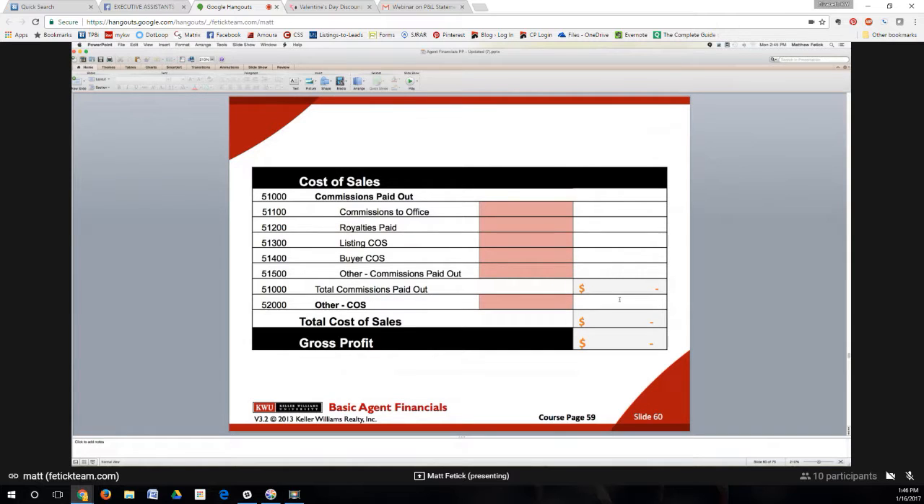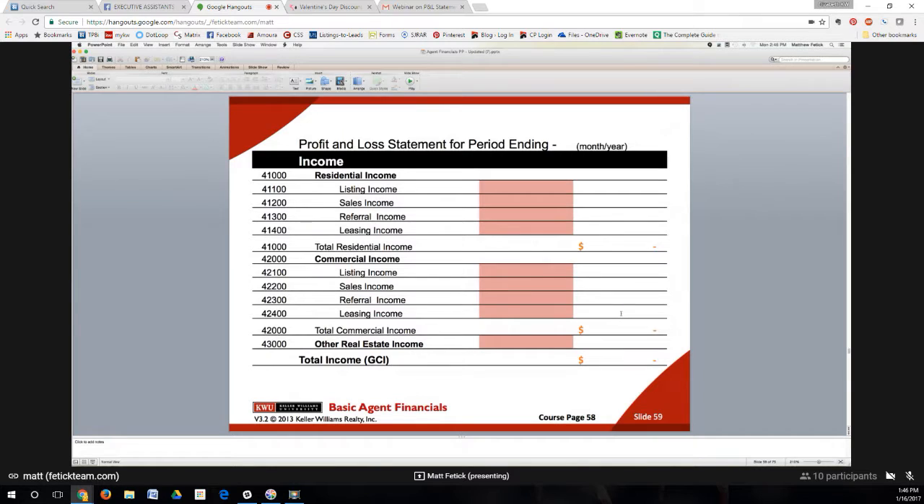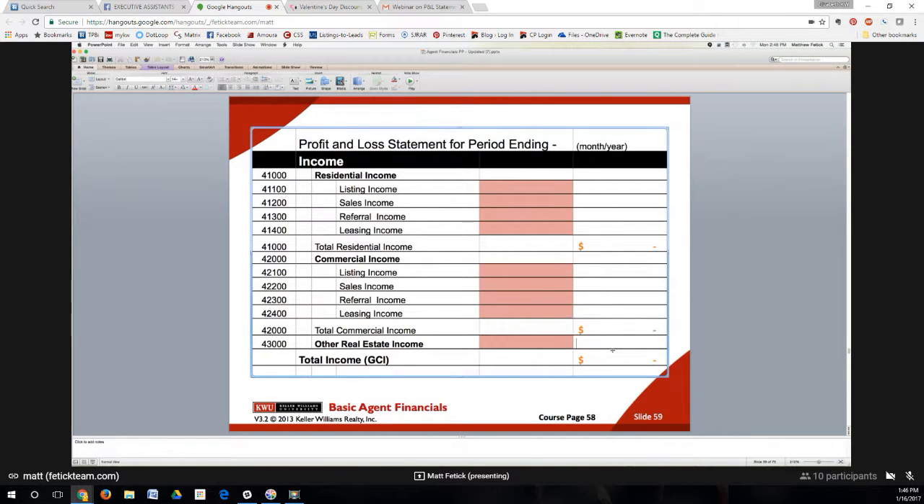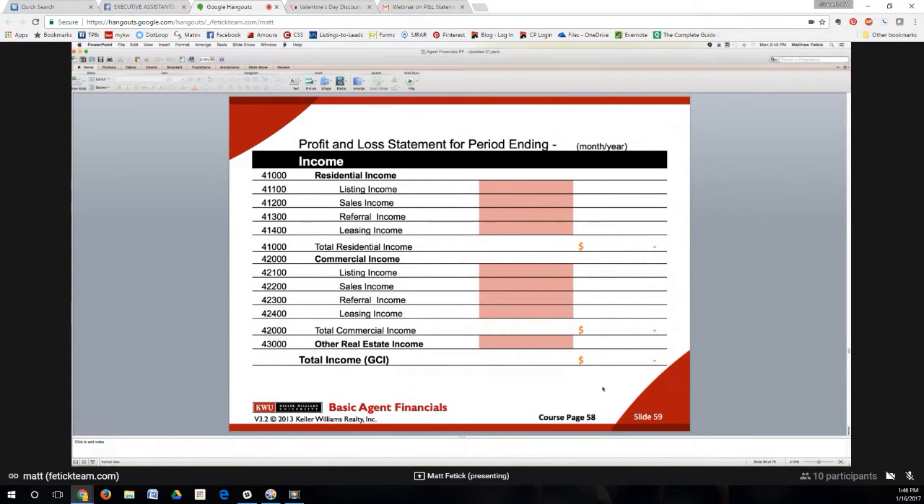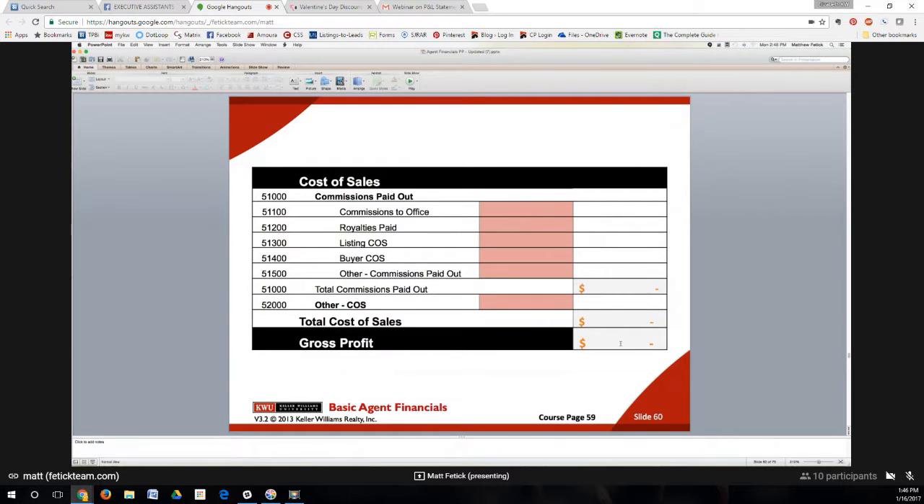So then when I add up my total cost of sale here, when you take your total GCI, which is your income here, sorry, I'm in the file itself, and then you take your total cost of sale and subtract the two, you have your gross profit. Your gross profit, the vast majority of the time, is going to come really close to equaling the Rainmaker's 1099.